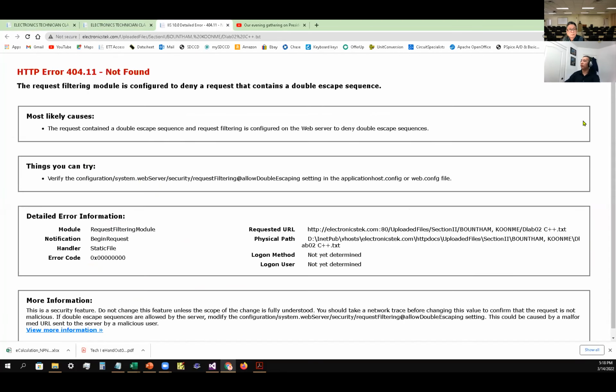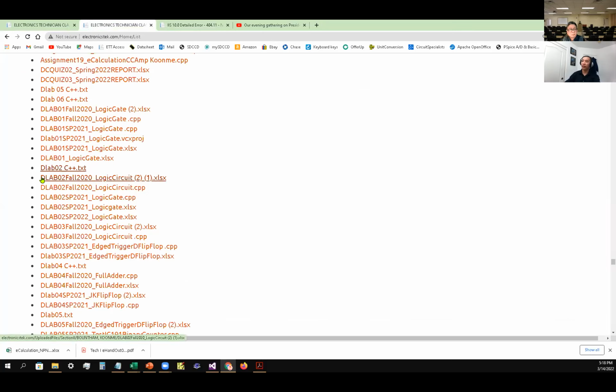Do not use that. Just put either DLab 2 SP2022, so that way I know it's DLab 2, like here, see DLab fall 2020. Now this one for Tech 2, put DLab 02 SP 2022, so that way I can identify it quickly, because it's harder with files from the previous semester. So make sure you put DLab 01 SP 2022, so that way I know it applies to this semester. Same thing with Tech 1 too.